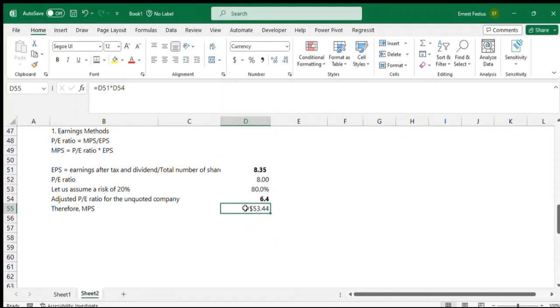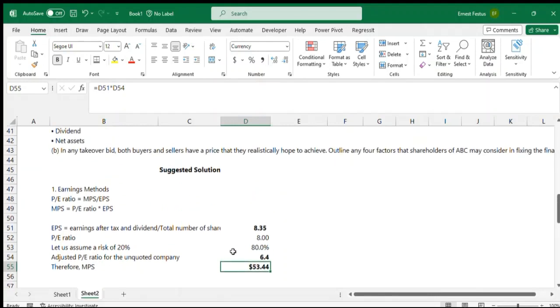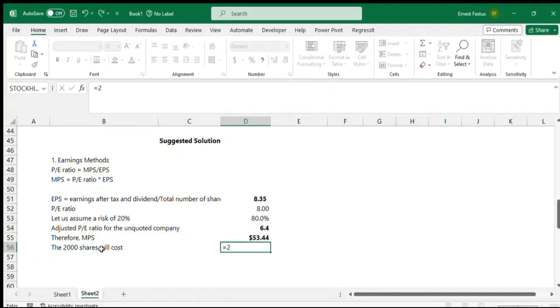So this is the price we are likely to quote for the 2,000 shares. How much will it cost? It's going to be 2000 multiplied by my number of shares here, which is 53.4, and so this is the amount our 2000 shares will cost us.